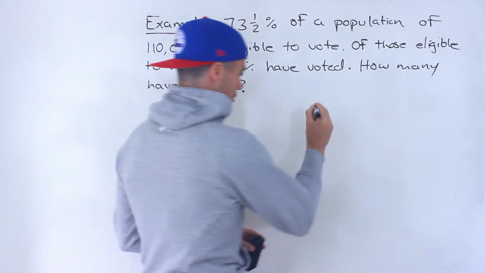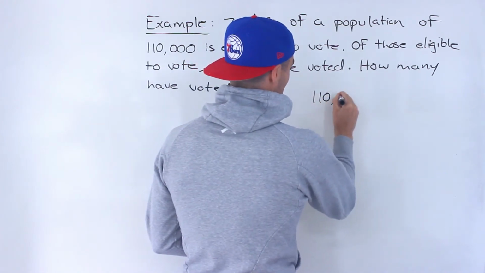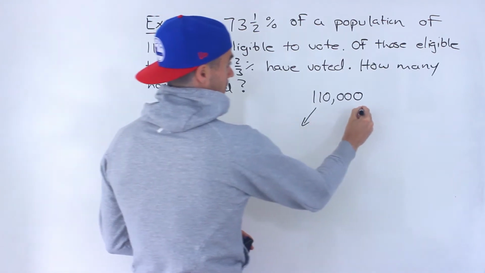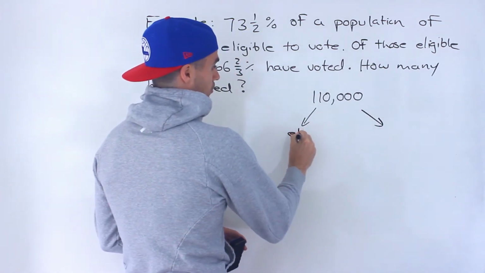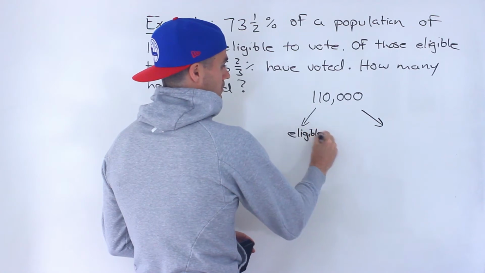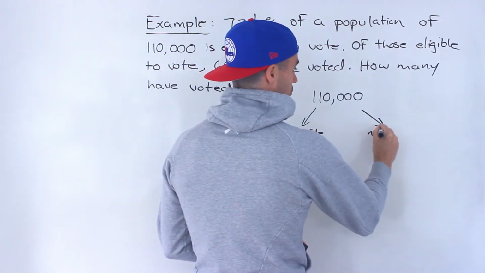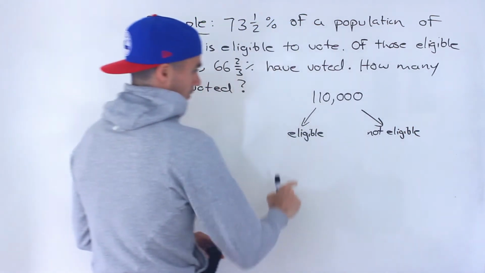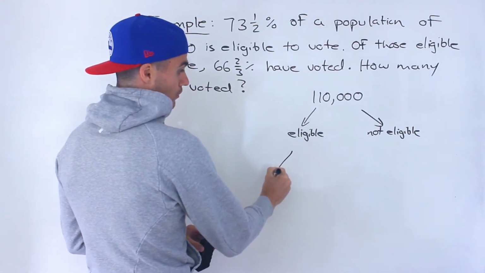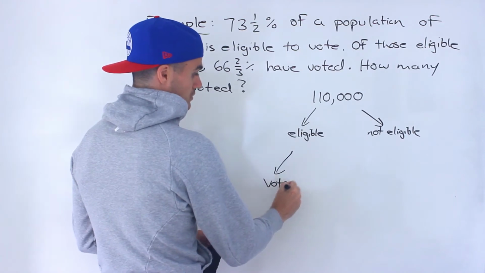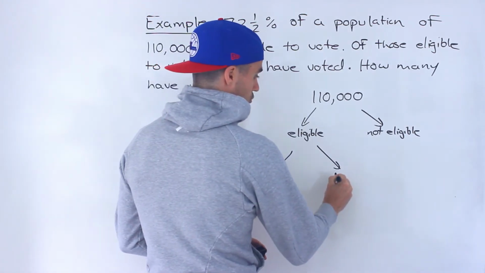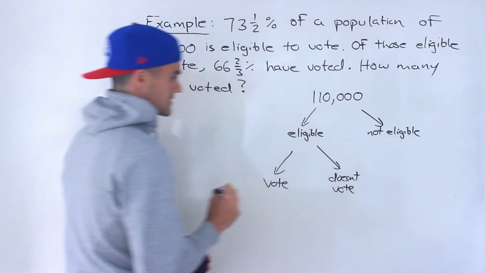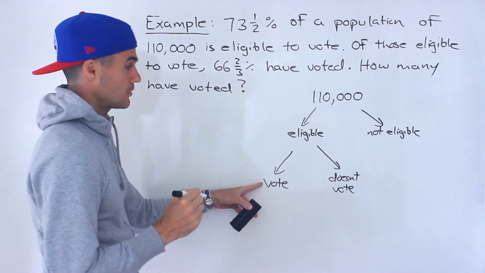So to show on a diagram what's going on, we have this population of 110,000, and then basically a portion is eligible to vote, and there's a portion that's not eligible. And then of those eligible to vote, there's a portion that votes, and there's a portion that doesn't vote. That's basically what's happening. So they're asking how many people have actually voted.